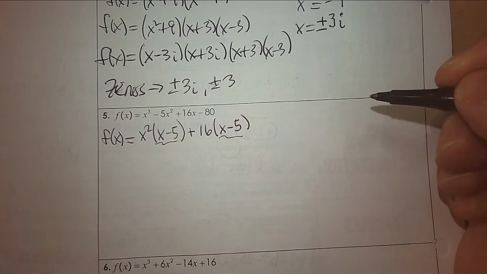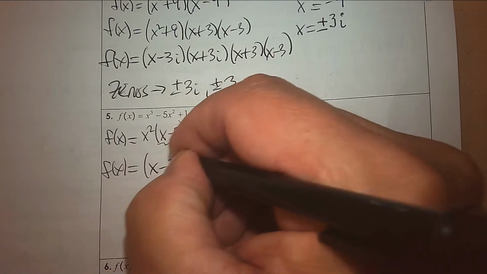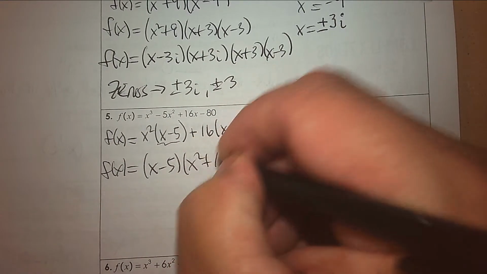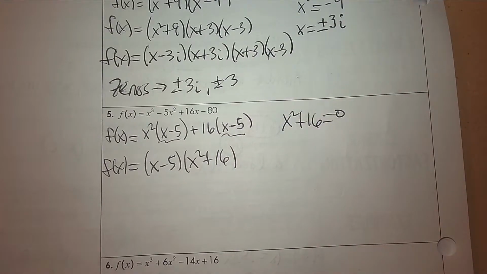And what did you notice? They share the same factor. So you can factor by grouping. All right, continue. So we have x subtract 5, x squared plus 16. Take the quadratic factor, x squared plus 16, make it equal to 0, find the solutions.